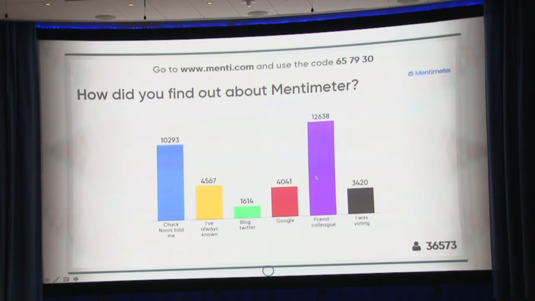The one other thing is that if you have a feature phone, you cannot answer for Mentimeter because you have to visit the website, menti.com. So that's the difference between Poll Everywhere and menti.com.